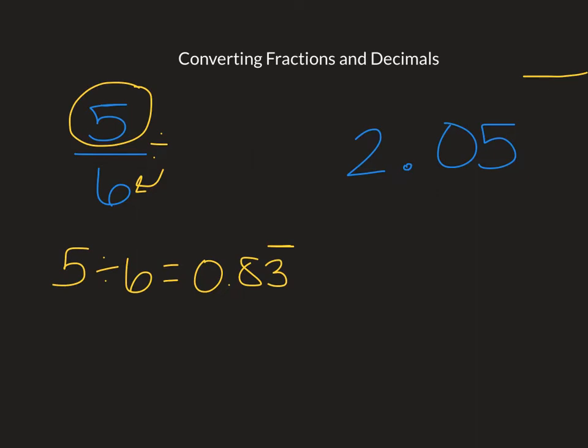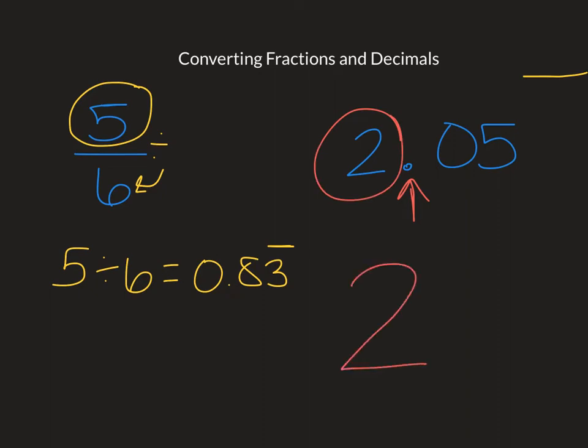Let me change my color. So now going from decimals to a fraction, what you need to do is know your place values. So here's your decimal point. Anything on this side is your whole number. So 2 is your whole number. I'm going to make that nice and big.